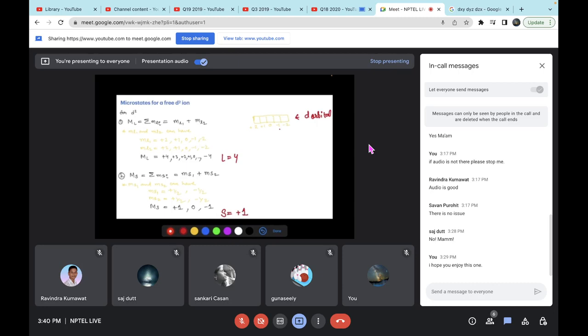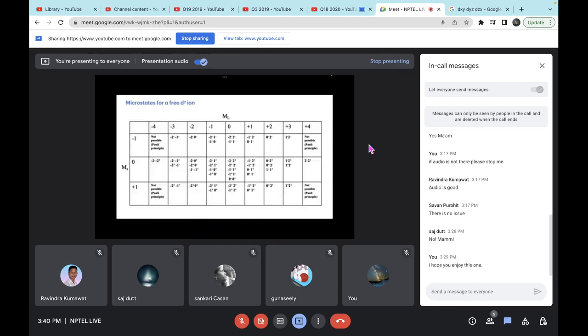And my MS goes from plus 1 to minus 1. So the possible microstates and the overall number of microstates for a free ion with D2 electronic configuration, we can express in a microstate table. Here you can simply do ML slash MS.